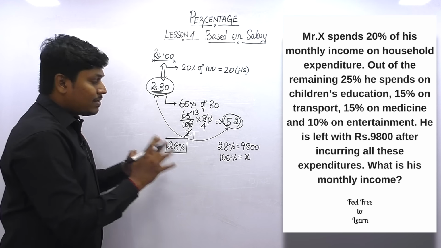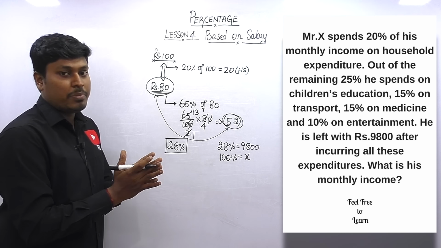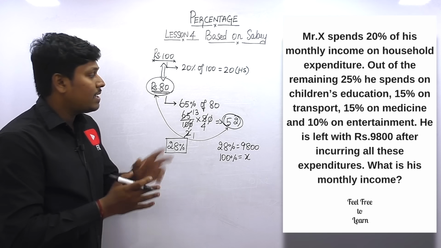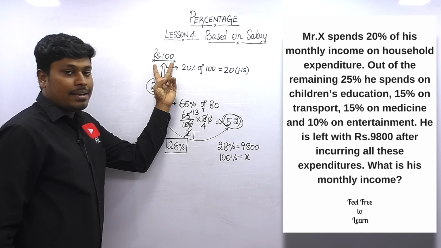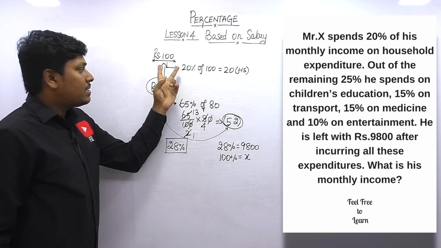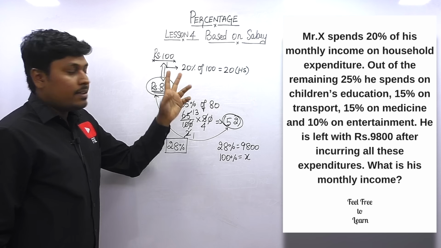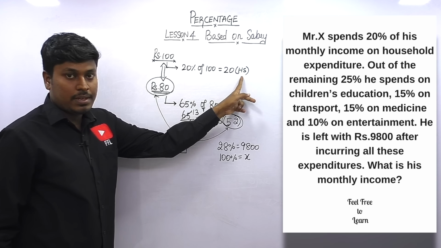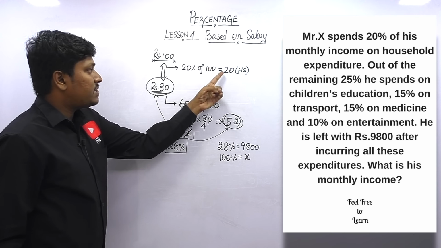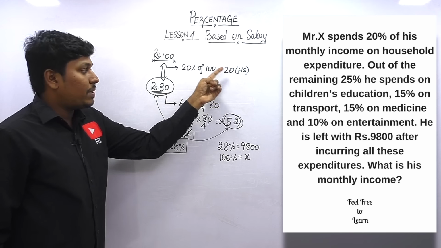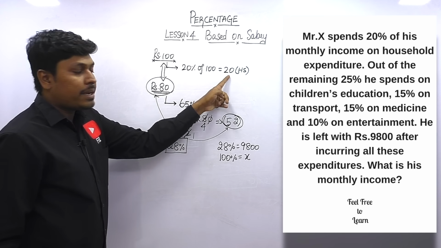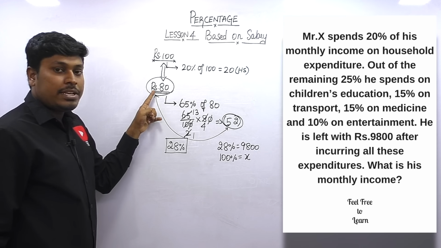So friends, what all the things we have done here is most important, and the word remaining plays a major role in this question, right? First of all, from rupees 100 we have just kept a base value, Mr. X salary as 100. From this 100, initially he spent 20 percentage on household. So we have found what is 20 percentage of 100, which is 20 rupees. So he spent 20 rupees on household. We have subtracted 100 minus 20, resultant will be 80 rupees.